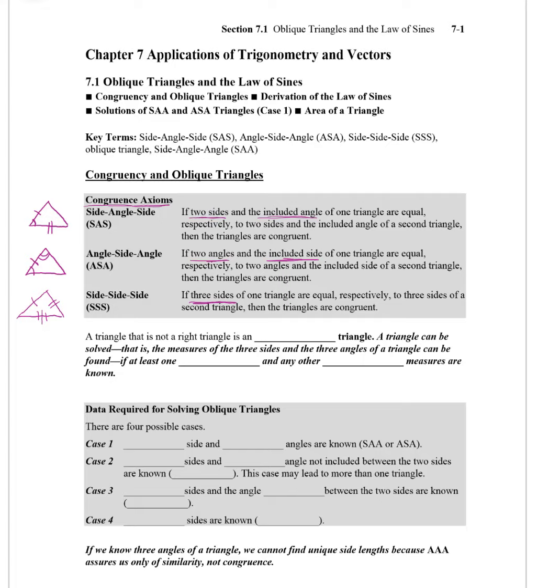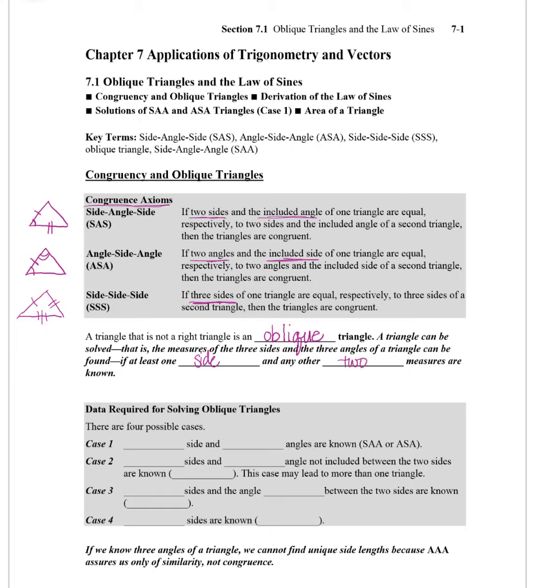A triangle that is not a right triangle is called an oblique triangle. A triangle can be solved, that is, the measures of the 3 sides and 3 angles of a triangle can be found if at least one side and any other 2 measures are known.